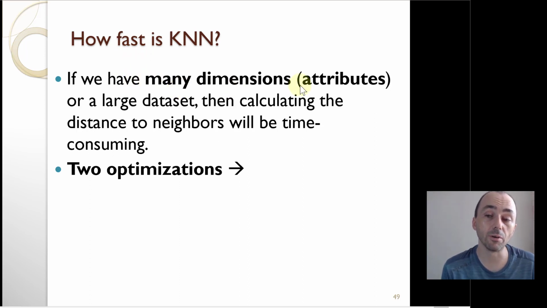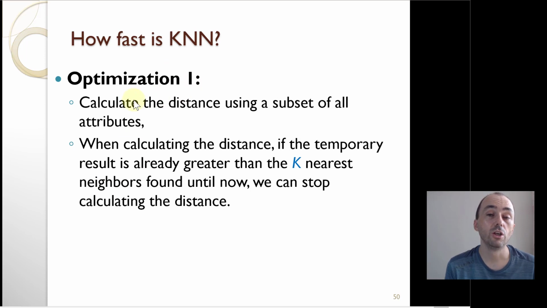If we have many dimensions or a very large database, then calculating the distance to the neighbors will be very time consuming. So there are two optimizations we can use. First, we calculate the distance using only some of the attributes, not all of them. And then, when we calculate the distance, if the temporary result for a point is already greater than the K closest points until now, we stop calculating the distance. So this is a way to make it a little bit faster.